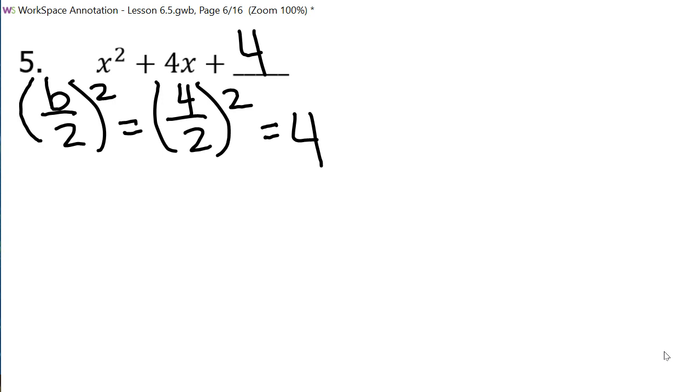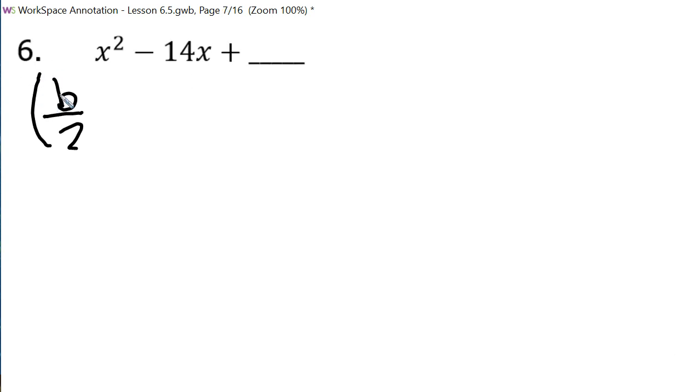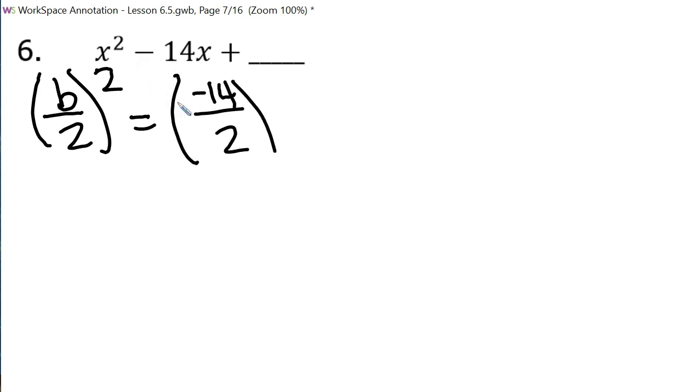Next one, number 6. The formula to complete the square is b divided by 2 and square it. What is the b value? Negative 14, divided by 2 and then squared. Parentheses first. What's negative 14 divided by 2? Negative 7. What is negative 7 squared? 49. 49 is the missing number to complete that square.